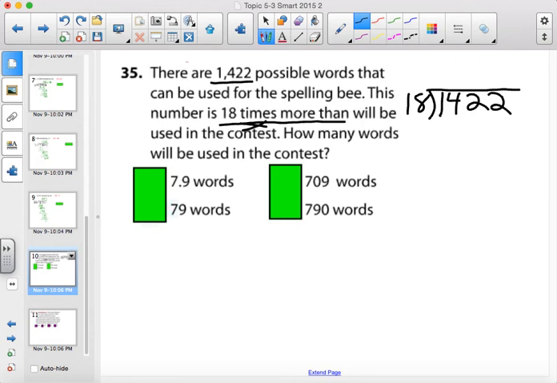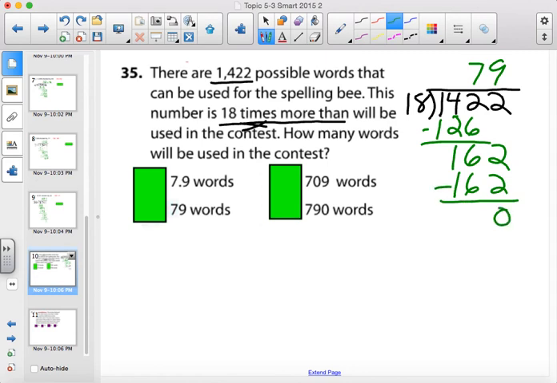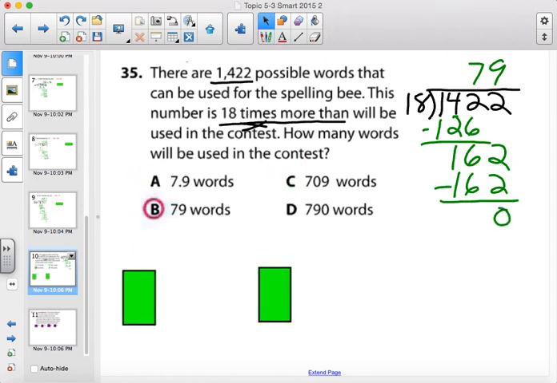18 can't go into 1, it can't go into 14, but it can go into 142. So 142 divided by 18 is 7. 7 times 18 is 126. Subtract, and you get 16. Bring down your 2, and you have 162 divided by 18 to be 9. 9 times 18 is exactly 162, which gives you 0 as an answer. So your answer is 79.